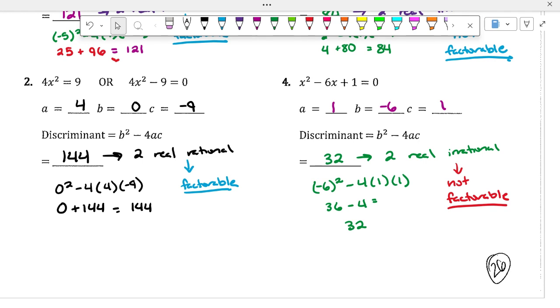So number 2, you should have gotten 144 as a discriminant, which means you get 2 real rational solutions, because 144 is a perfect square, so it's factorable. Number 4, you should have gotten 32 as a discriminant, so that's 2 real irrational, so not factorable. Any questions on those problems? So again, guys, discriminant can be used as a way to figure out which method is worth your time. Discriminant especially can be useful if you need to decide whether factoring is a viable method or not.